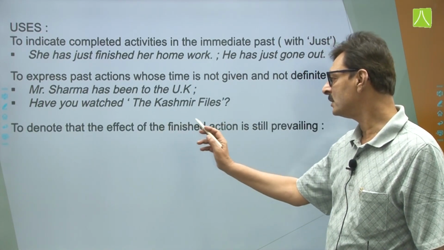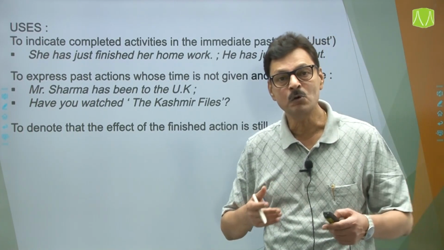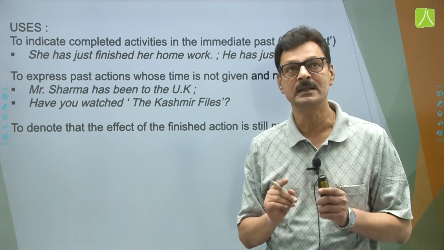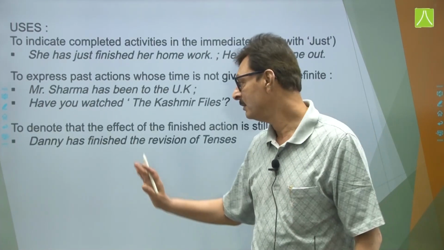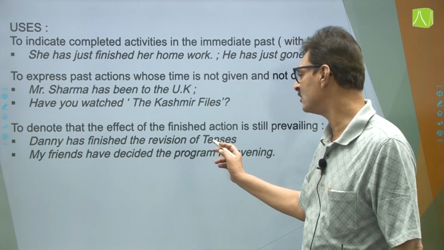It is used to denote that the effect of the finished action is still prevailing. That is, जो काम हो चुका है उसका असर, the impact of that finished work is still there. उसका असर अभी भी है. We use present perfect tense. Danny has finished the revision of tenses.